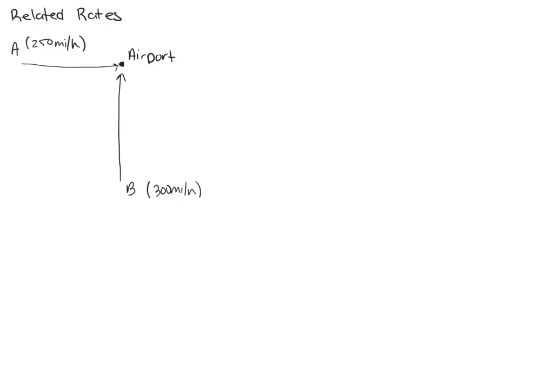Okay, and then what I'm drawing in blue here is the distance between airplane A and airplane B. So let me call that blue dashed line D, where D is the distance between airplane A and B. So we know that as time goes on, we've got a couple of variables here. We've got time, which is t, measured in hours.